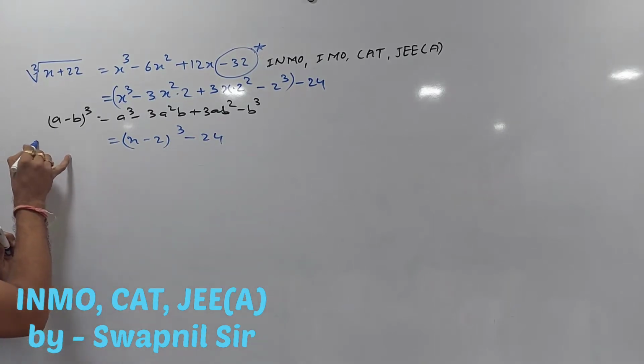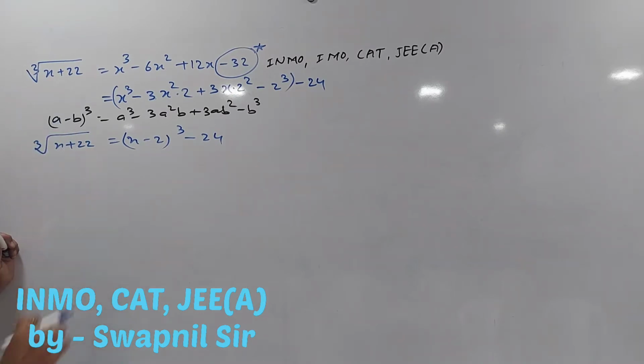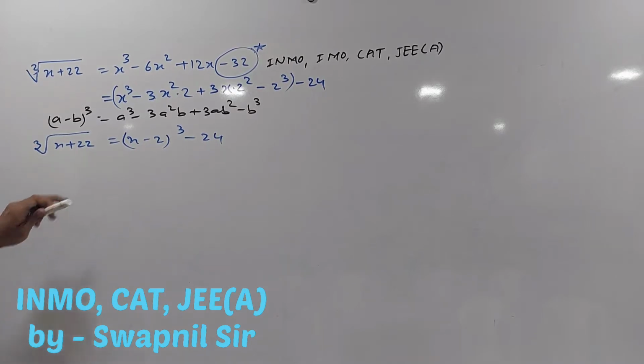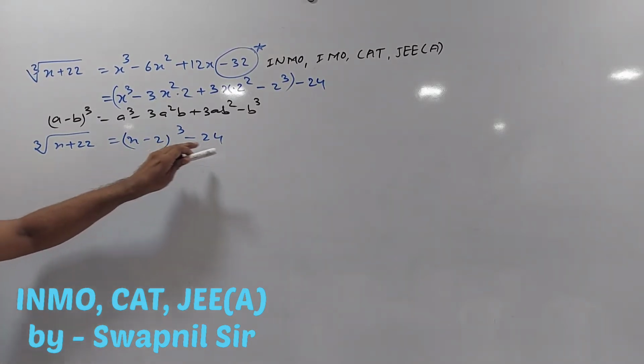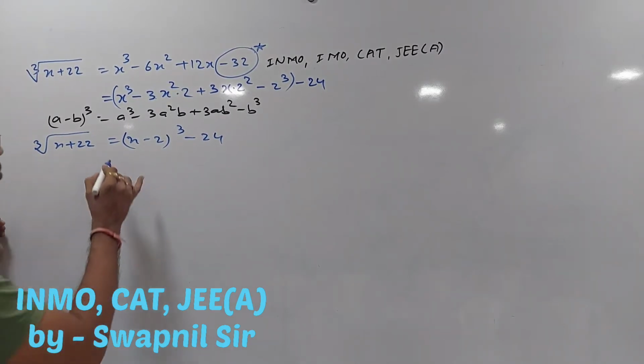Now it is cube root of x plus 22. Cube root of x plus 22. Now just think about it. We got stuck here again. We are not getting any further steps which we need to follow. But when I was observing this, I observed the numbers 22, 2, 24. So I have done a little jugglery here, mathematical jugglery.